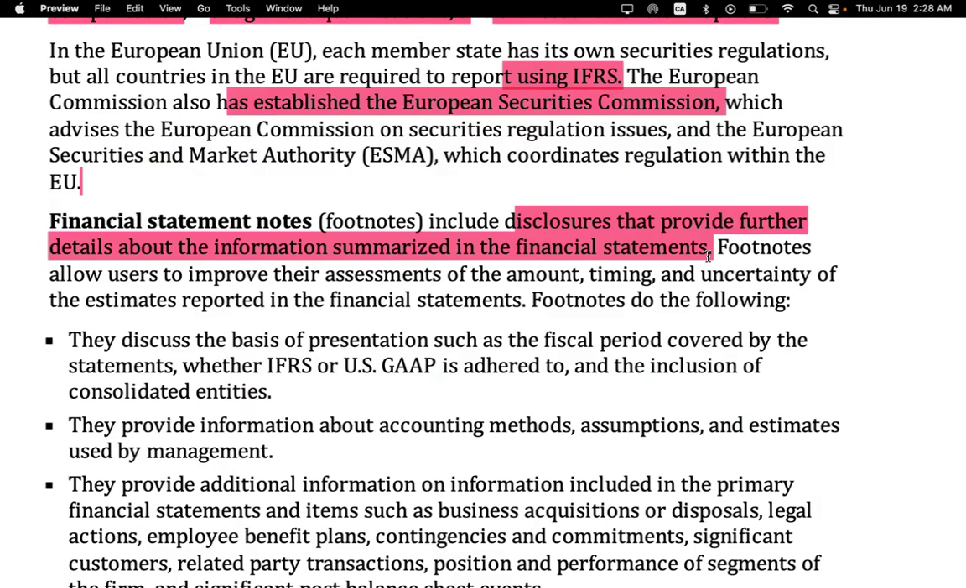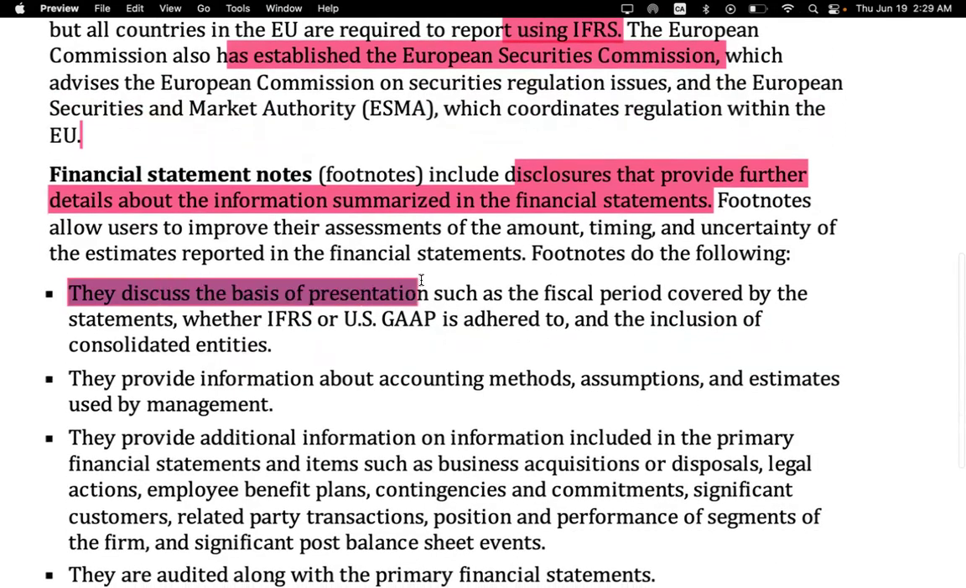If you look at the numbers on the balance sheet, there are certain things you will not find out. Let's say there is some accounting policy, some estimate made by management, some economic condition, things you would not know. You will not get a complete picture until you read the footnotes. So footnotes allow users to improve their assessment of the amount, timing, and uncertainty of the estimates reported in financial statements. Footnotes do the following.